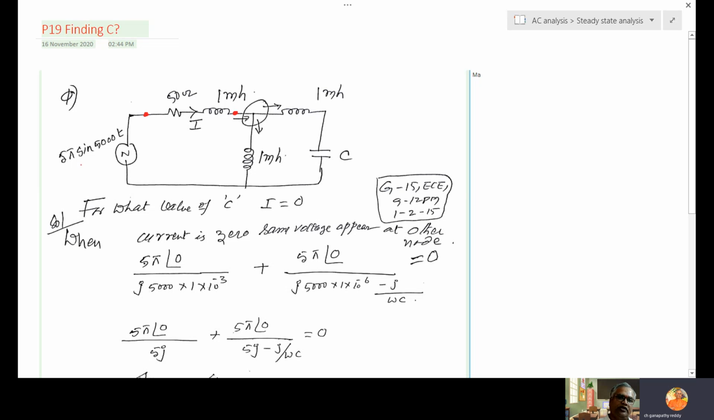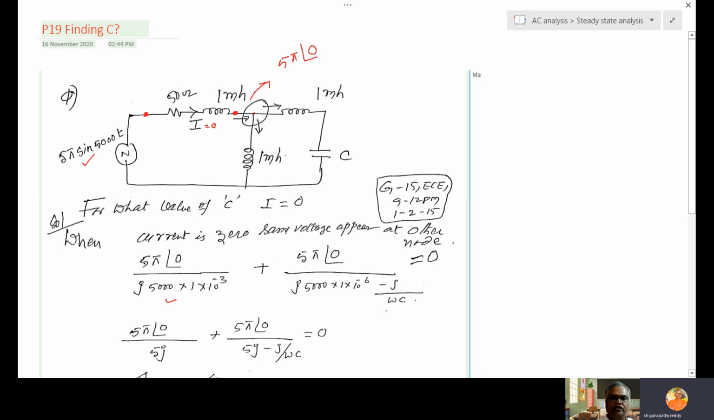This voltage source is already given, no, this one. The voltage here also comes the same, then only this I is equal to 0. That means indirectly the voltage here is the same as this, that is 5 pi angle 0. That is the voltage here. Now assume all currents are leaving, sum of the currents leaving equals 0. 5 pi angle 0 by inductive reactance plus 5 pi angle 0 by inductive reactance and capacitive reactance.